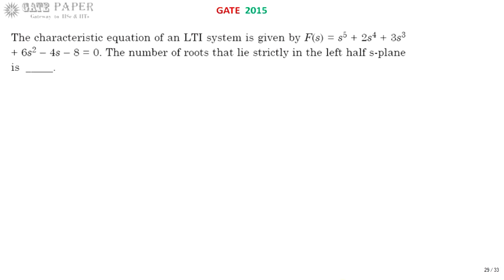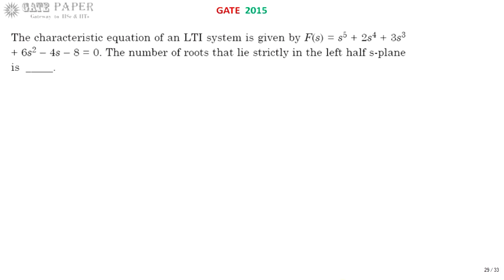Hello, we are discussing the GATE 2015 ECE paper. Look at the given characteristic equation of a linear time invariant system, which is F(s) = s^5 + 2s^4 + something, as given.